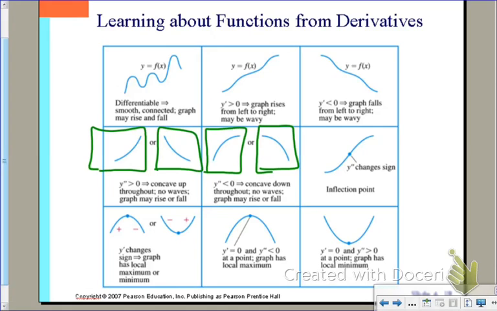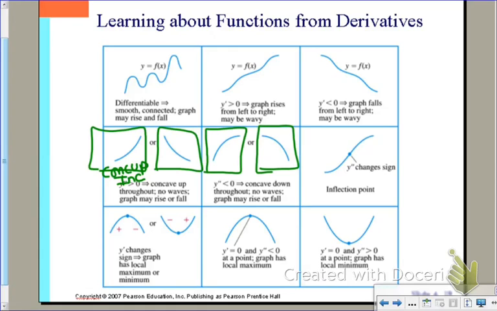Again, people really like this handout because it shows it right on here. So this right here, everyone, is, think of an upward parabola. That's the way I always remember concave up, like an upward parabola. This one is concave up and increasing.